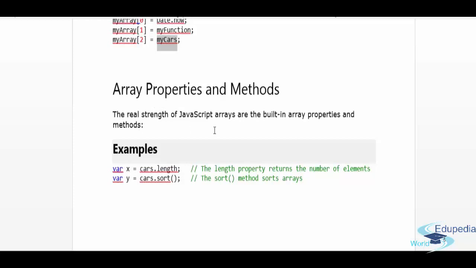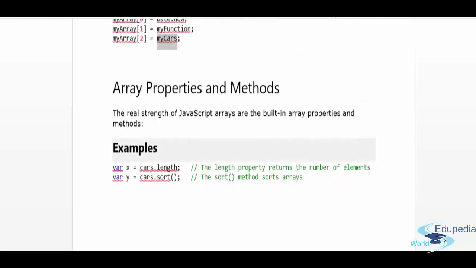The real strength of JavaScript arrays are the built-in array properties and methods. Examples are cars.length. The length property returns the number of elements, and cars.sort. The sort method sorts the array.